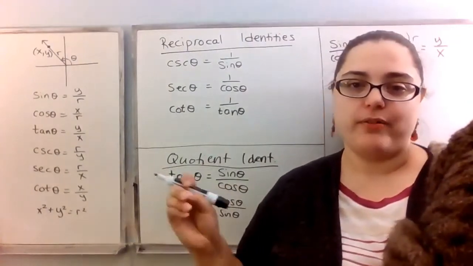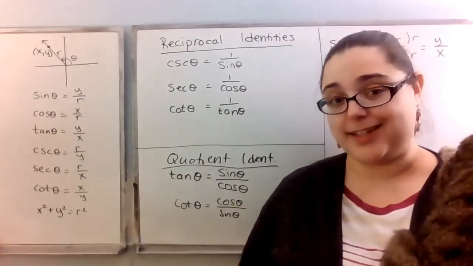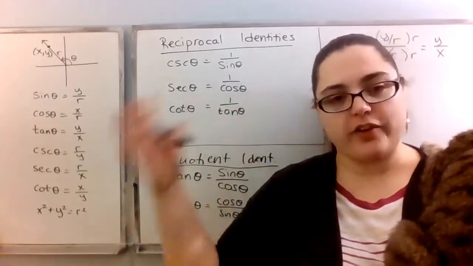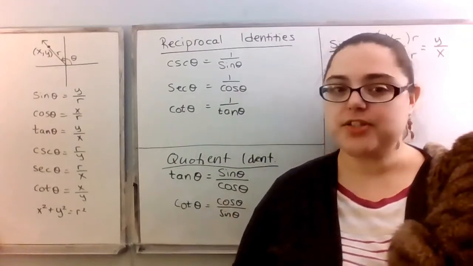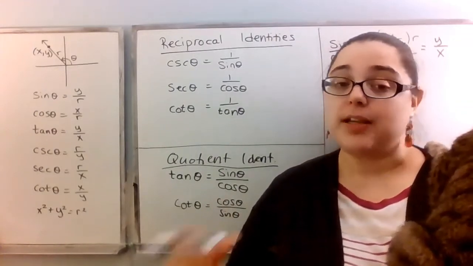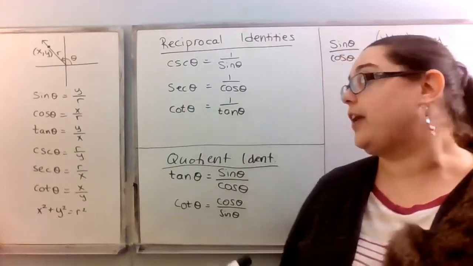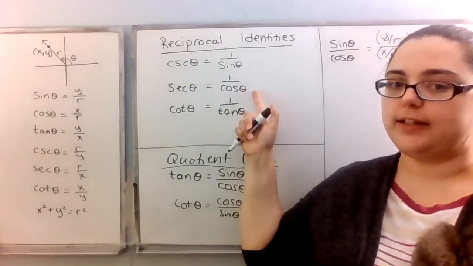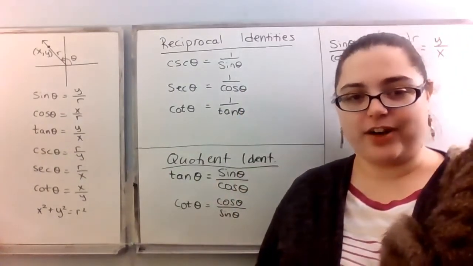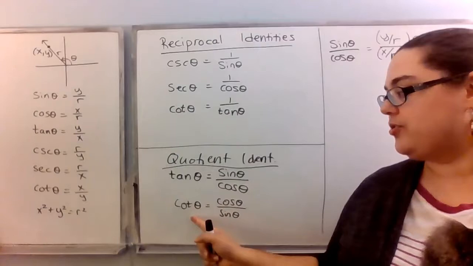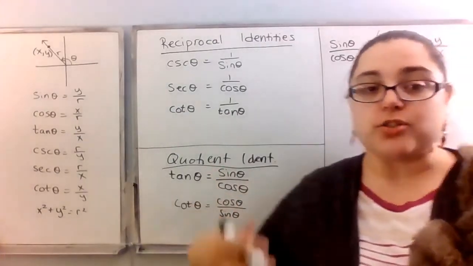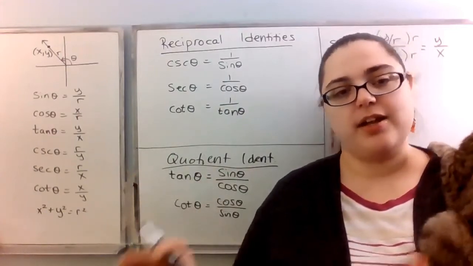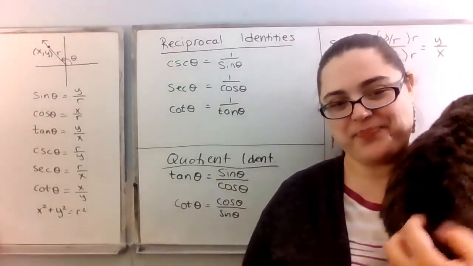Now, what's really nice about the reciprocal identities and the quotient identities together is that we see that in order to understand all of our trig functions, you really need to just know sine and cosine. Because if I know the sine and the cosine of an angle, I can figure out cosecant and secant using the reciprocal identities. And I can figure out tangent and cotangent using the quotient identities. So the key to trig is sine and cosine. If we understand things with sine and cosine, we will be good to go.